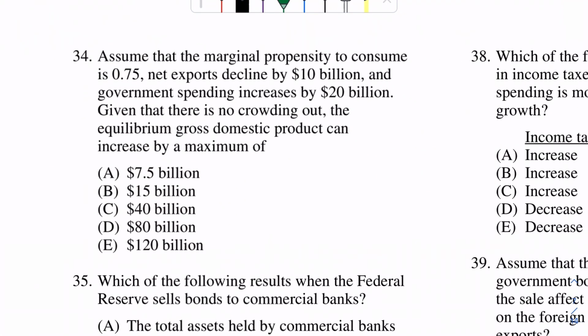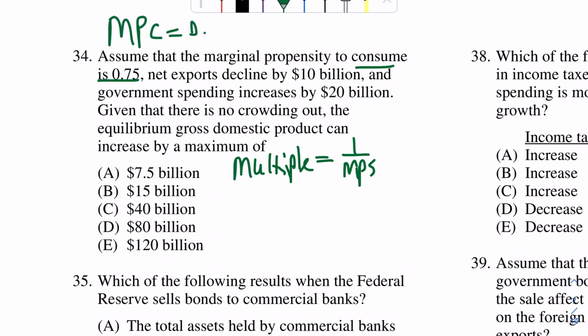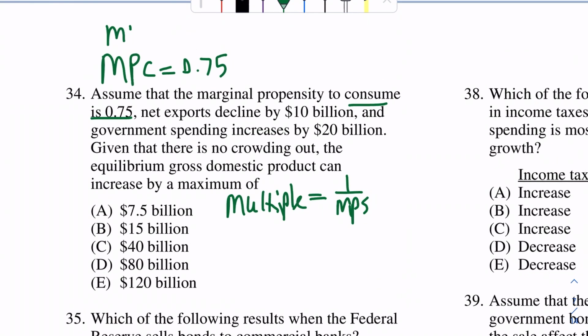34. Assume that the marginal propensity to consume is 0.75. Net exports decline by 10 billion and government spending increases by 20 billion. Given that there's no crowding out, the equilibrium gross domestic product can increase by a maximum of what? So we need the multiplier. So if we have the multiplier, which would be 1 divided by MPS, in this case, your MPS is, well, we don't know it, but we do know your MPC is 0.75. So therefore, my MPS is 0.25.